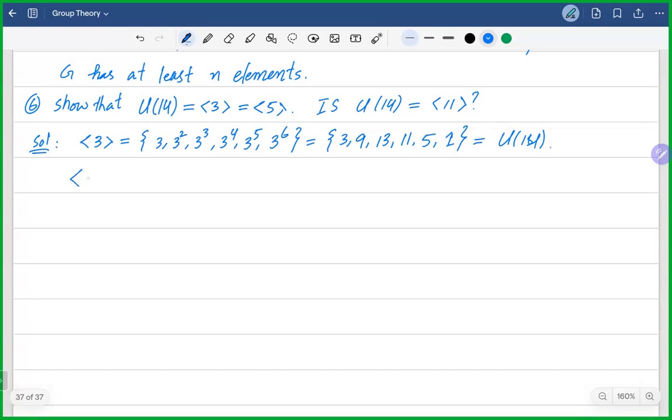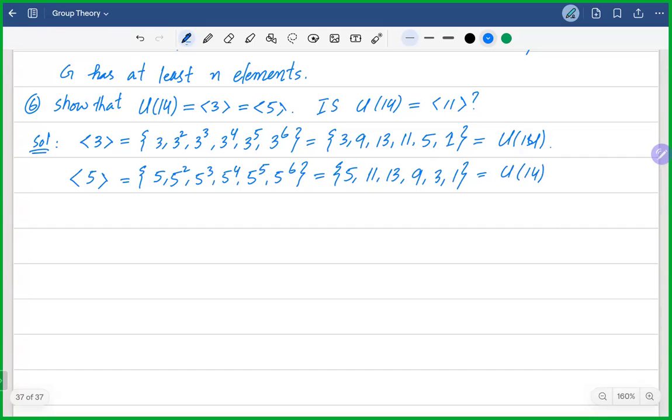Similarly, I can write something for 5, which is going to be 5, 5 square, 5 cube, 5 power 4, 5 power 5, and 5 power 6. And that is going to be 5, 11, 13, 9, 3, 1, which is also equal to U of 14.